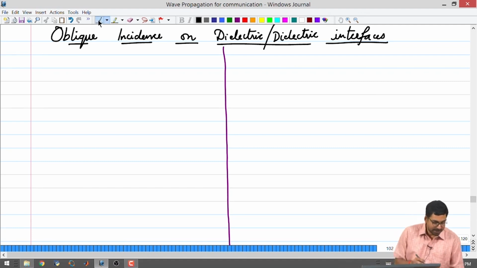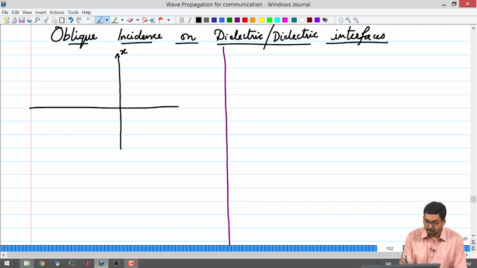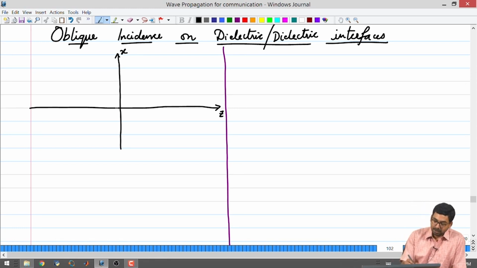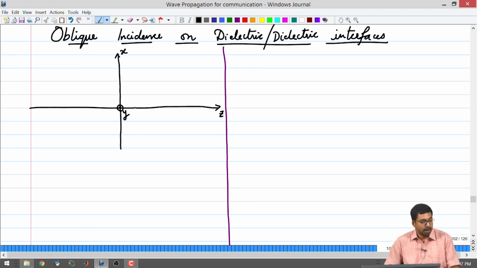So, I am going to mark the axes in the exact same way as we did before. I am going to have the x axis marked vertically. This is my x axis. The z axis is what we were taking on the horizontal, and to form the right handed triad, you will need to have your y axis going out of the paper. It is the same coordinate system as what we had used in the last class.